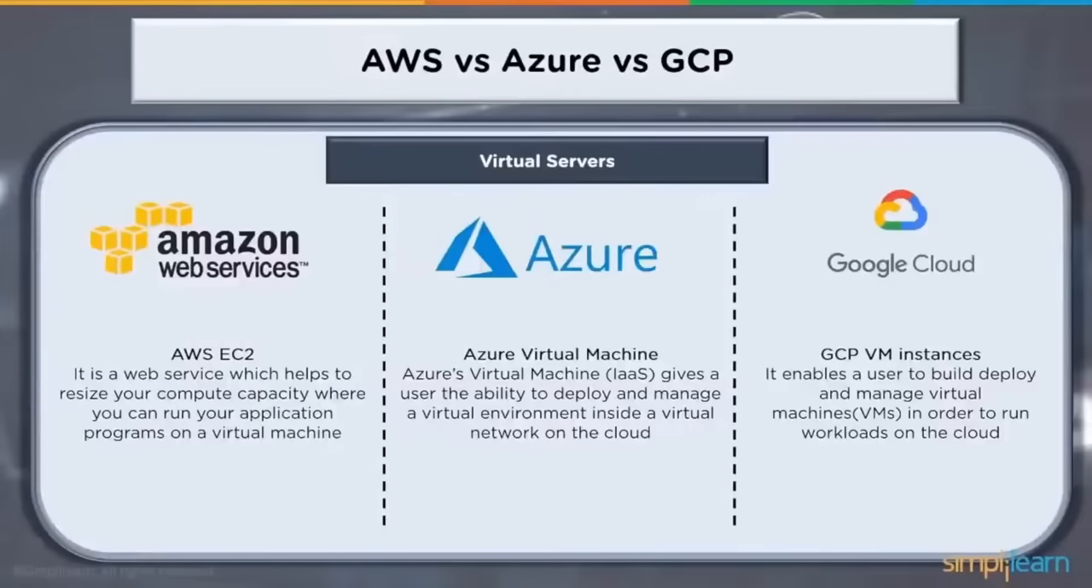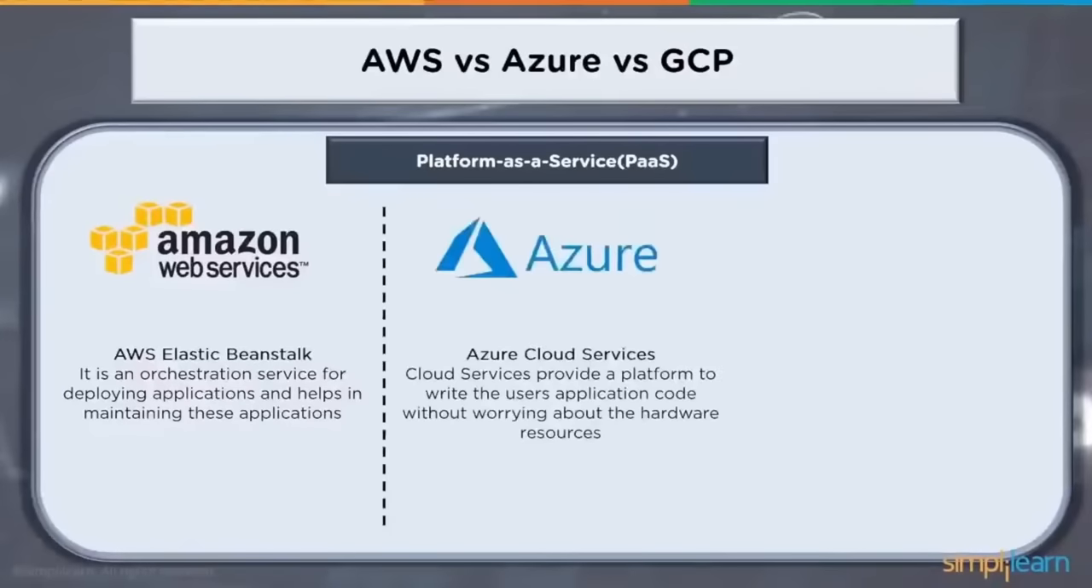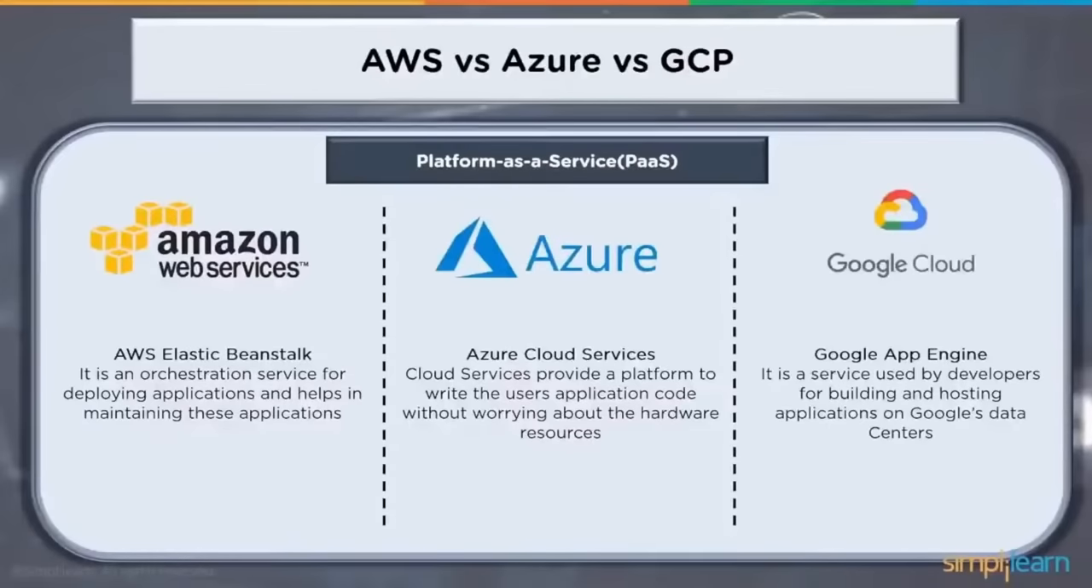And you have features such as global load balancing, which makes Google Cloud a unique choice. When we talk about platform as a service, Amazon has a platform as a service offering, which we call Elastic Beanstalk, among one of its services. It's an orchestration service for deploying applications and helping in maintaining these applications. Azure Cloud Service provides a platform to write the user application code without worrying about the hardware resources. Google App Engine is a service used by developers for building and hosting applications on Google's data centers.